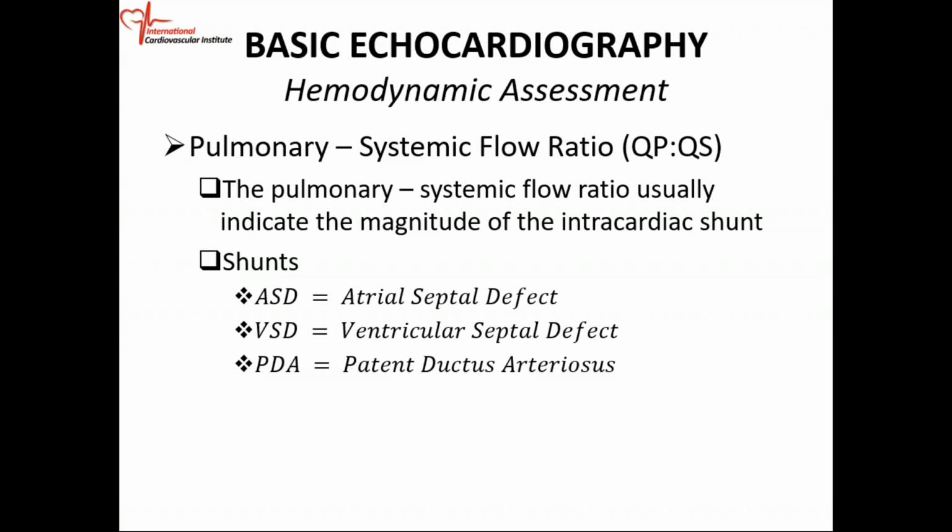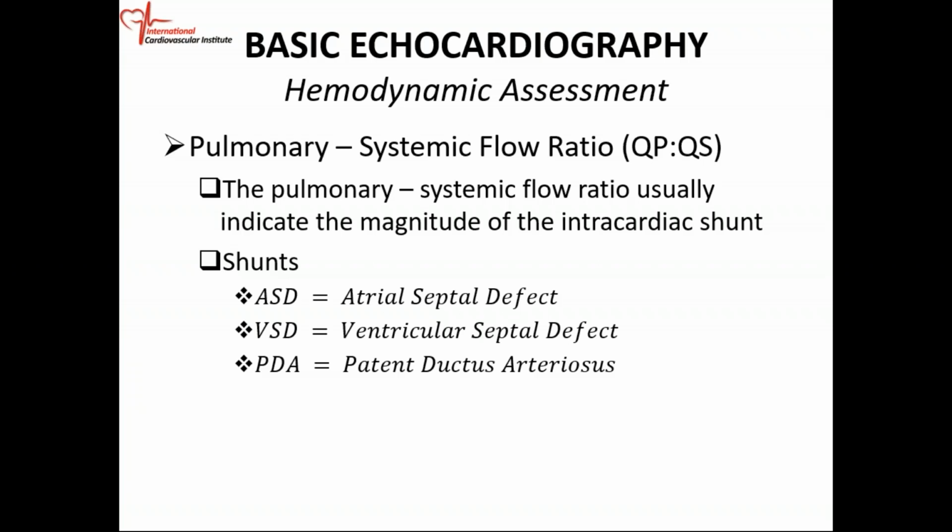Because for a small shunt, you're going to get a small amount of blood going from, say, the left to the right, and the pulmonary blood flow is not going to be tremendous. But for a large shunt, you're going to get a large amount of blood flowing from the left side to the right side. You're going to get a great increase in the pulmonary blood flow as compared to the systemic flow. And when we talk about systemic flow, we're really talking about the blood flowing across the left ventricular flow tract.